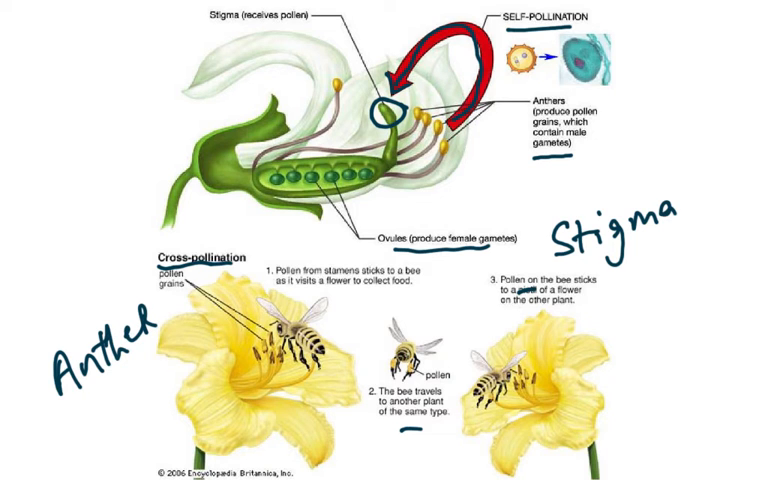From the anther, the pollen has now been transferred to the stigma of another flower on a different plant, and this could be slightly different in colors. This could be slightly yellow, and this could be white, or another shade of yellow. This is why cross-pollination results in variation.